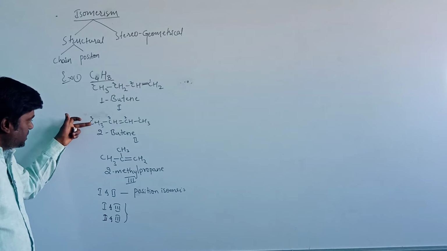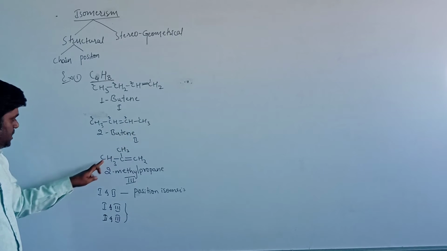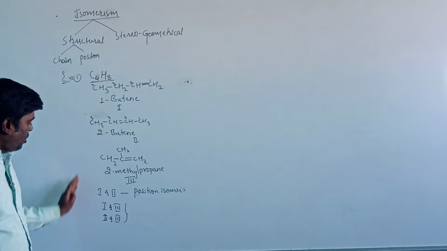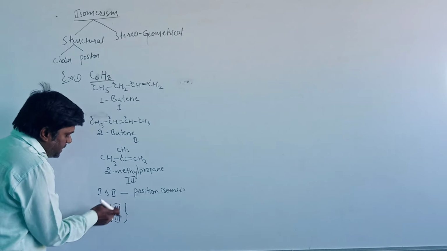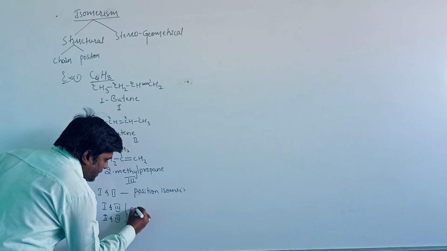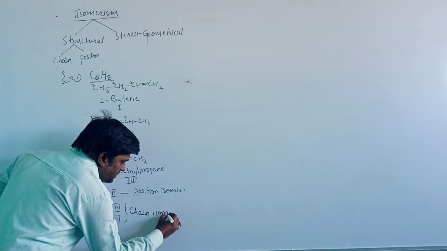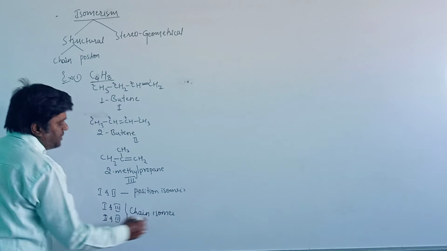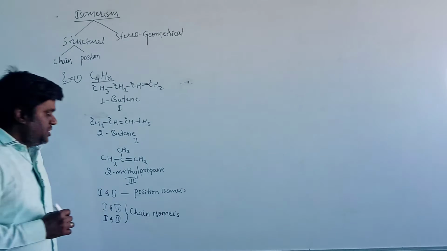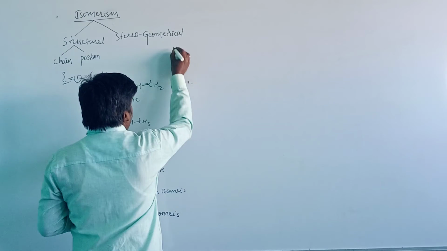Compare structure 2 and 3. Here the number of carbon atoms is 4 in the parent chain. Here the number of carbon atoms in the parent chain is 3. Therefore, structures 1 and 3, and 2 and 3, are the chain isomers. Compounds having the same molecular formula but differing in the number of carbon atoms in the parent chain are known as chain isomers. Then let us take another example.